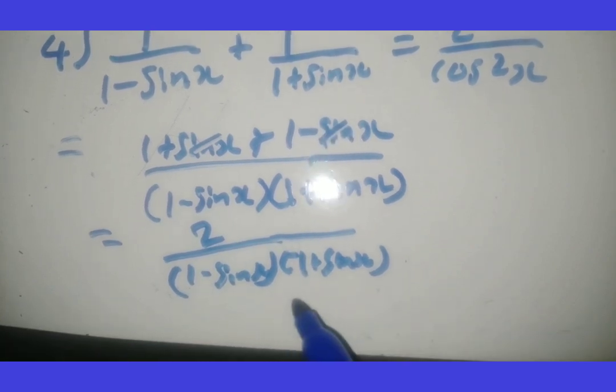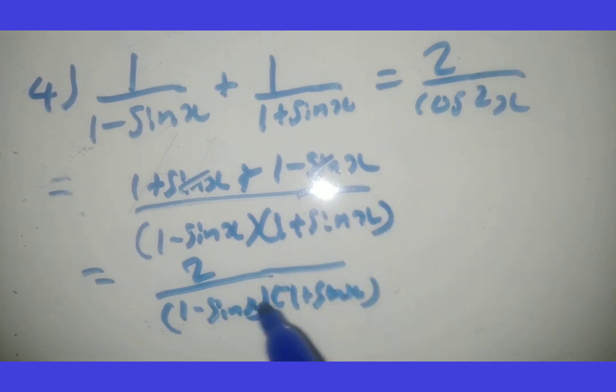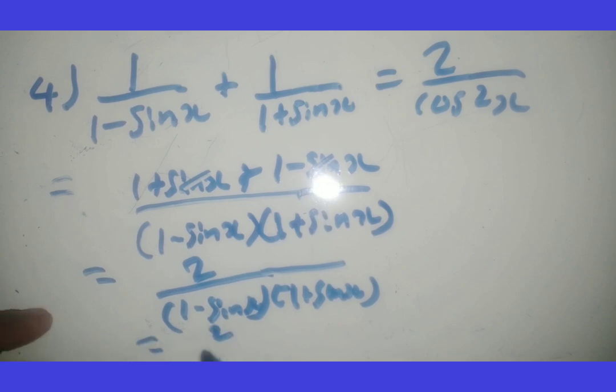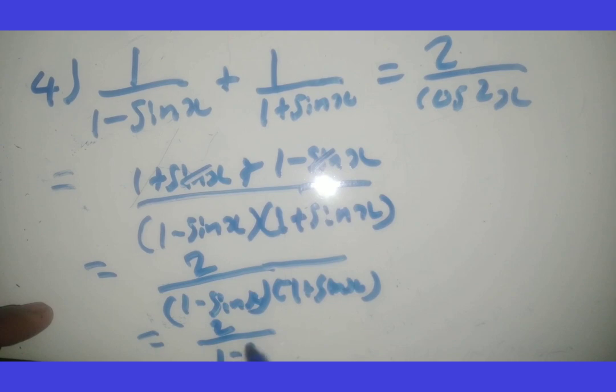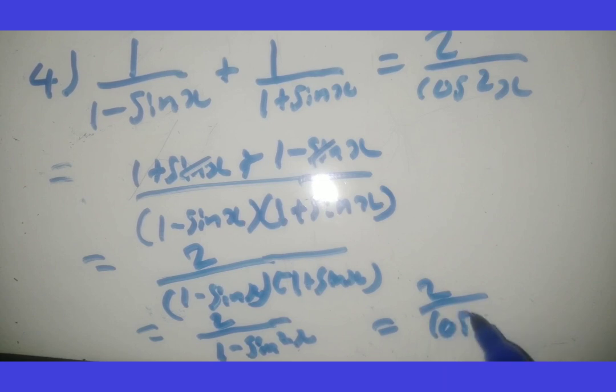So how do we go forward? Notice the 2 is the same as that, so it means we have to change the bottom. Now notice this bracket, you just have to multiply using grade 10 algebra, right? You just distribute. When you distribute, we are going to be left with 2 over 1 minus sine squared x, right? That's what we're going to be left with, 1 minus sine squared x. And we know that 1 minus sine squared x is cos squared x. So then this just becomes 2 over cos squared x, which is the same as the right hand side.